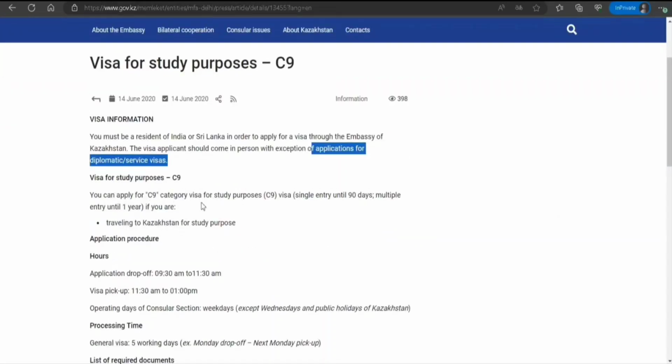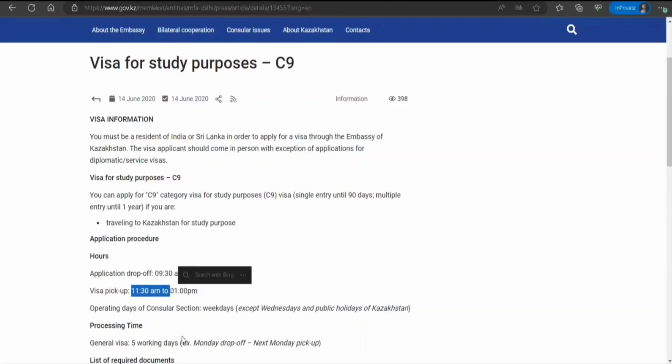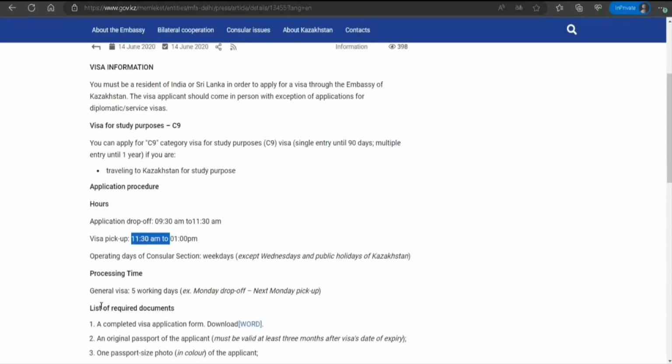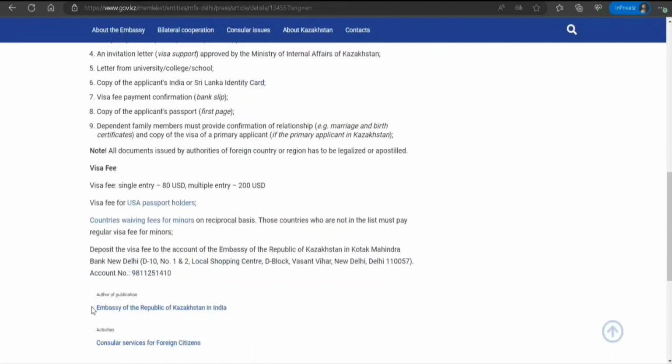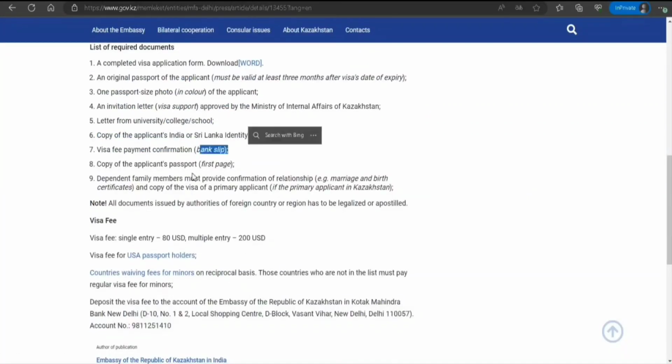You can apply for the C9 category for study purposes, single entry and multiple entry for 1 year, if you're traveling to Kazakhstan for study purpose. For the application process, they have given the time for drop off and visa pickup. Okay, processing time, five days, a list of documents, very important. Okay, the fee is 80 USD for single entry, multiple is 200. Okay, and if you want to pay the fee, you have to deposit it in the account of the Embassy of the Republic of Kazakhstan in this branch. They have given the information. Okay, you have to show the bank slip.